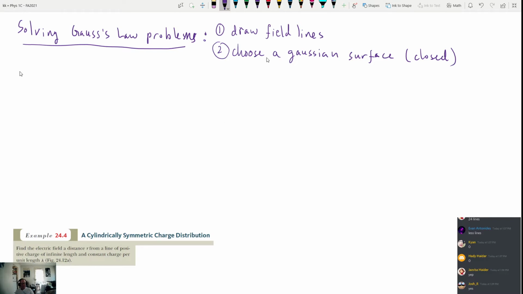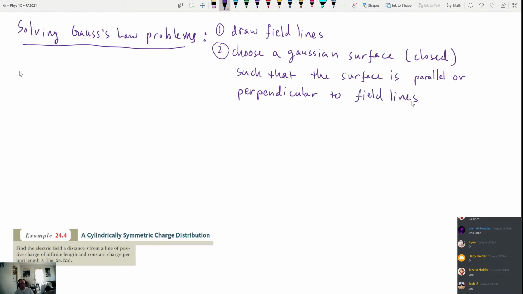And the way that you're going to do this, you're going to choose a Gaussian surface such that the surface itself is parallel or perpendicular to your field lines. Does that make sense? It'll make a lot more sense when we actually do it. But we've already done one, so we can use that as an example.